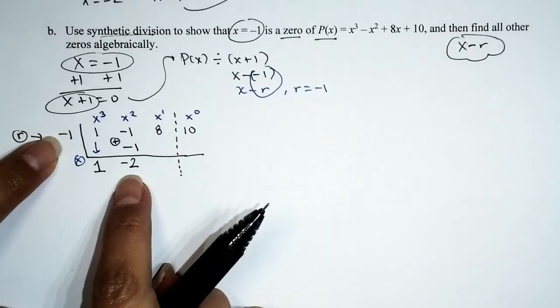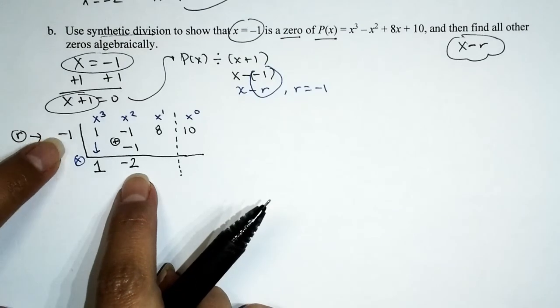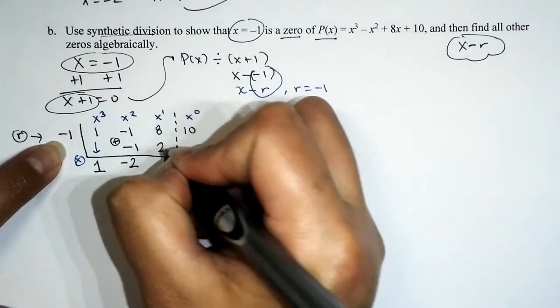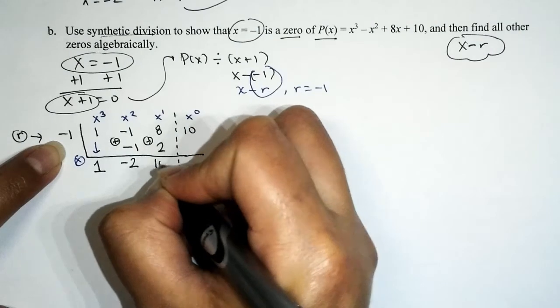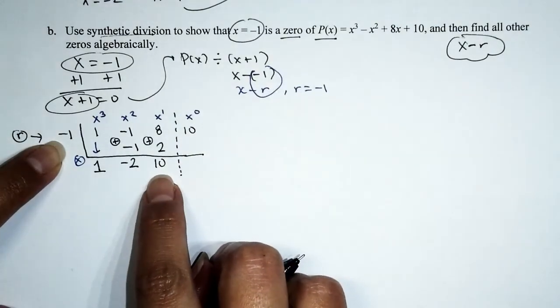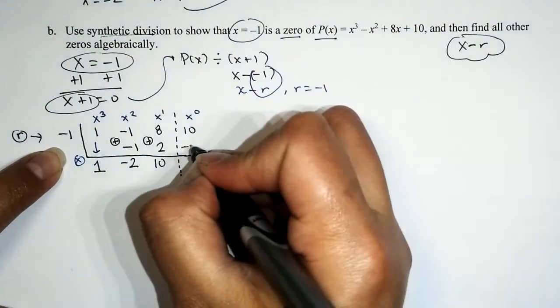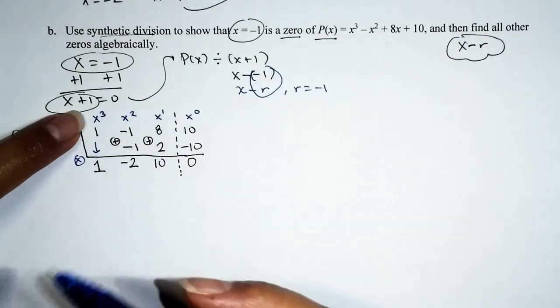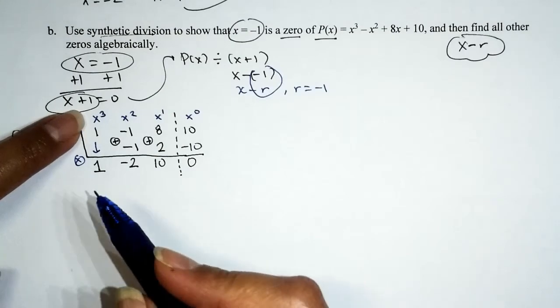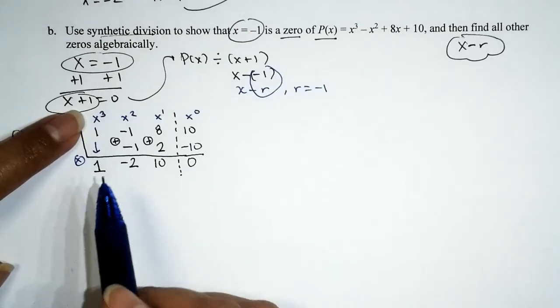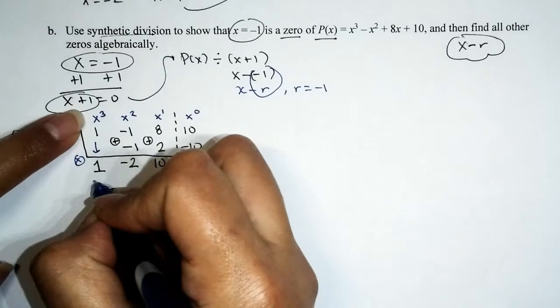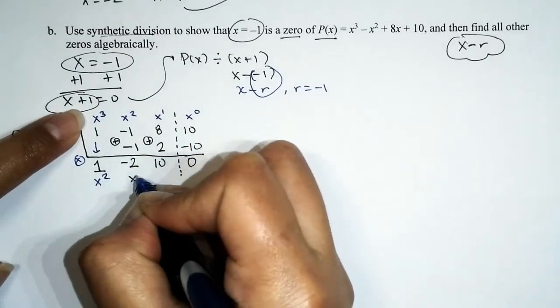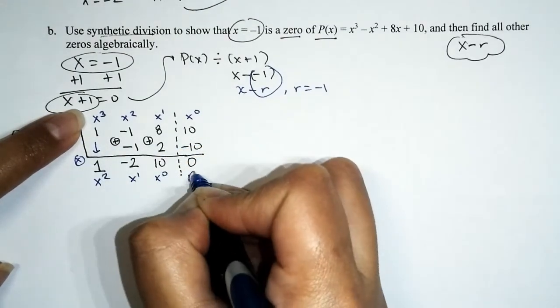Next product, -2 times -1 will give us 2, and then that sum will give us 10. Next product, 10 times -1 is -10, and then that sum gives us 0. So let me highlight the quotient and the remainder. We divided into a degree 3 polynomial, so the degree of our quotient needs to be 1 under. It's always 1 under, not 2 under. So we should have x squared, x, constant, followed by the remainder.